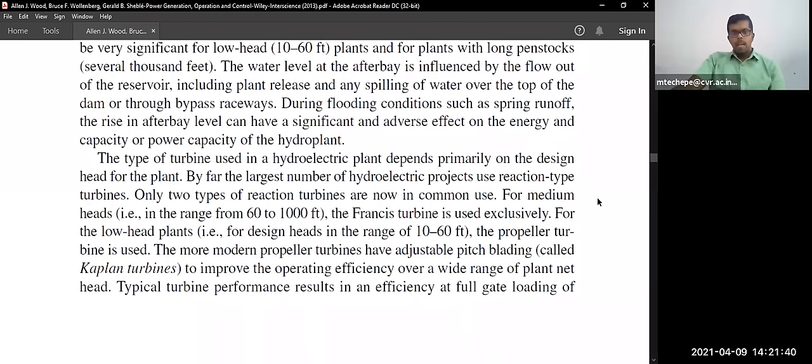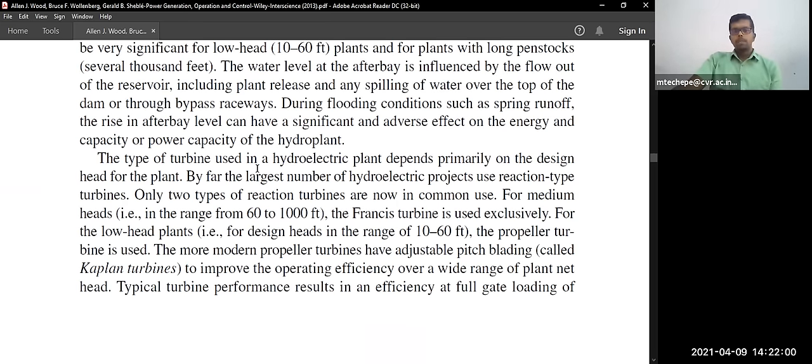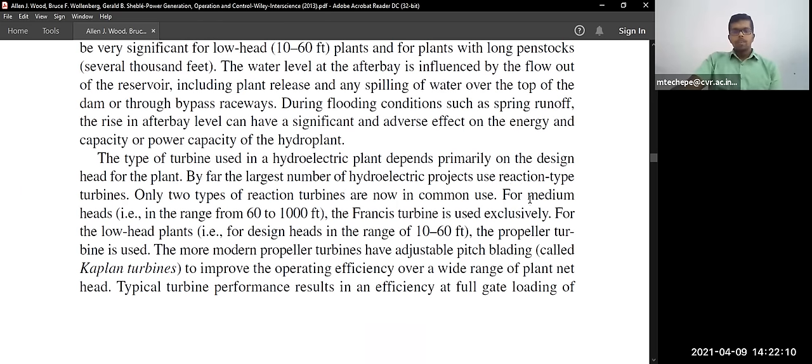hydropower plants. As I said, all dams depend on the rain and also on water from the river. So we are relying on river water as well as the rain. Once the water comes from the river, we store it in the dam, and after some time we utilize it, or otherwise we wait for the river. Based on that, medium head is within the range from 60 to 1,000 feet.